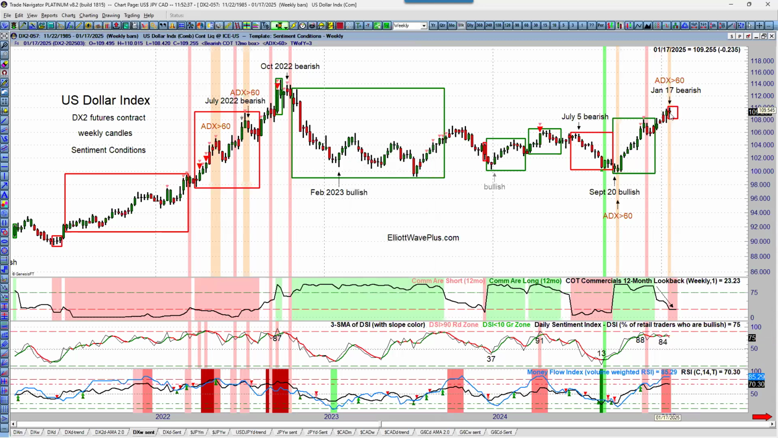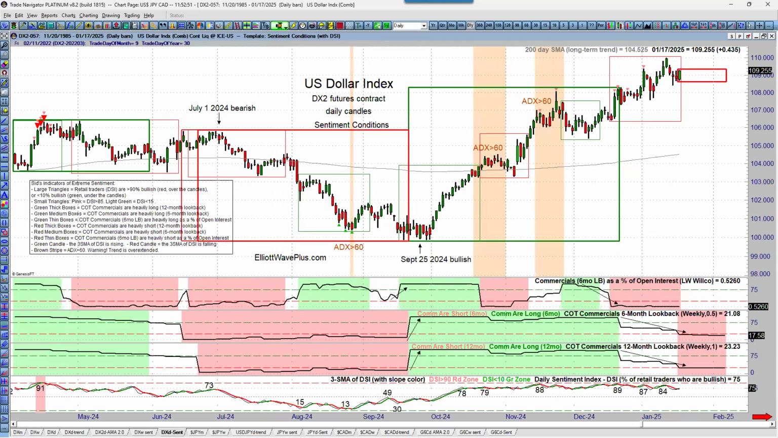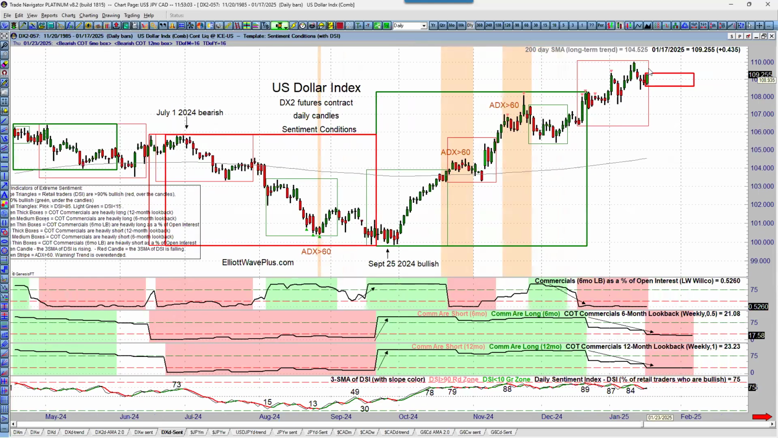And then we have a red candle inside of a thick red box. And we have the ADX over 60. I mean, it's perfect in every way and is warning that this pullback is imminent. Notice commercials heavily short all three measures. Recently, a high in DSI of an 84. Perfect storm. But now that this thick red box has started forming, we need a red candle.